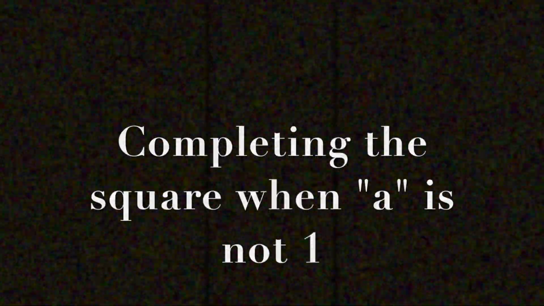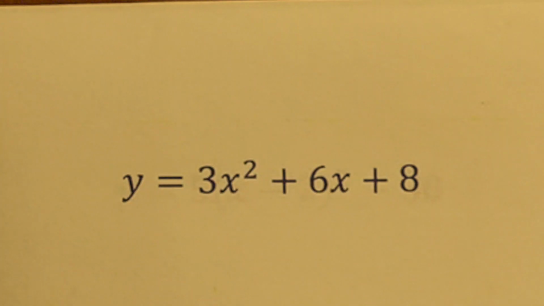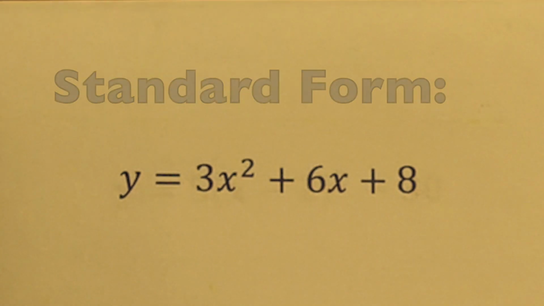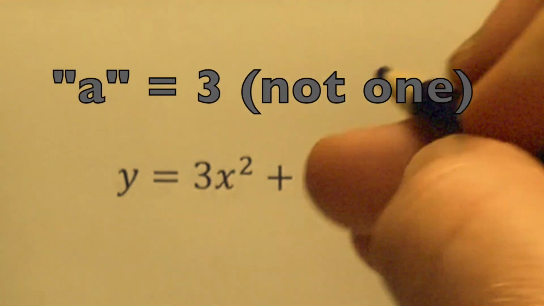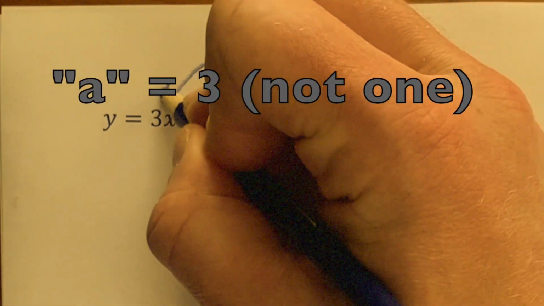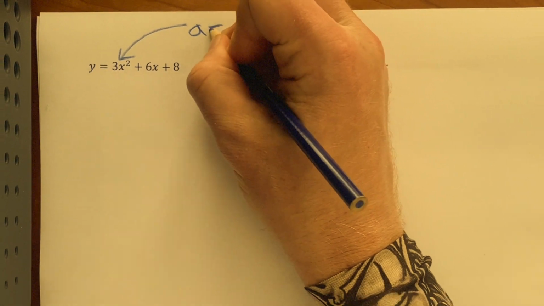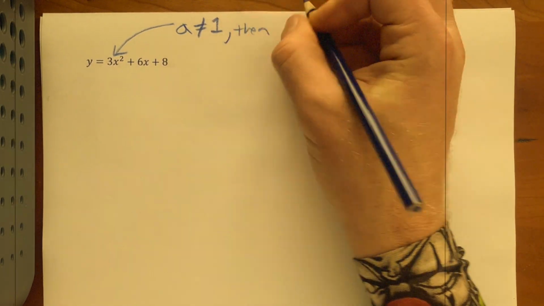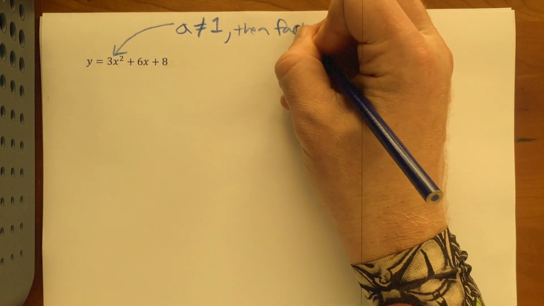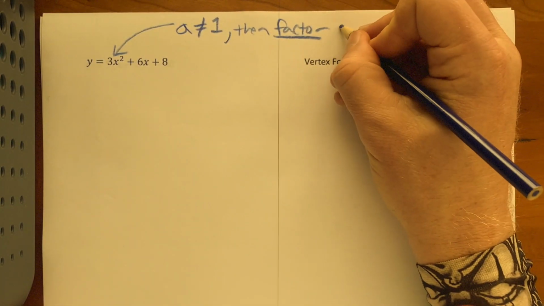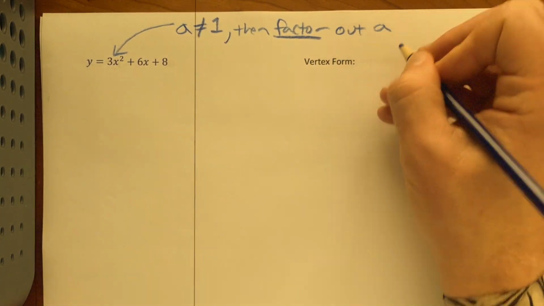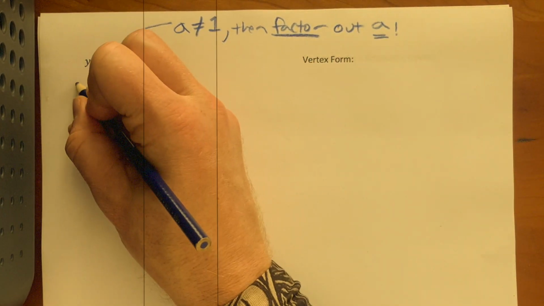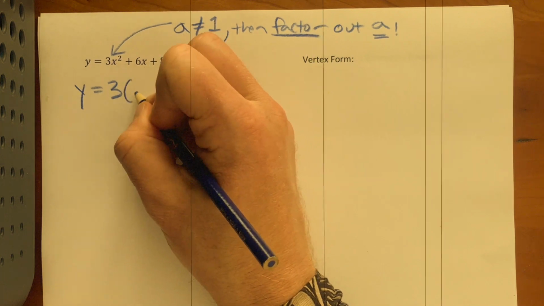Big moment, completing the square when a is not 1. How can that be a square? I have 3x squared, not just 1. Well, we have studied factoring completely. Although 3 is not a common factor of 6 and 8, you can still factor that 3 out, thus figuring out your a value for vertex form.